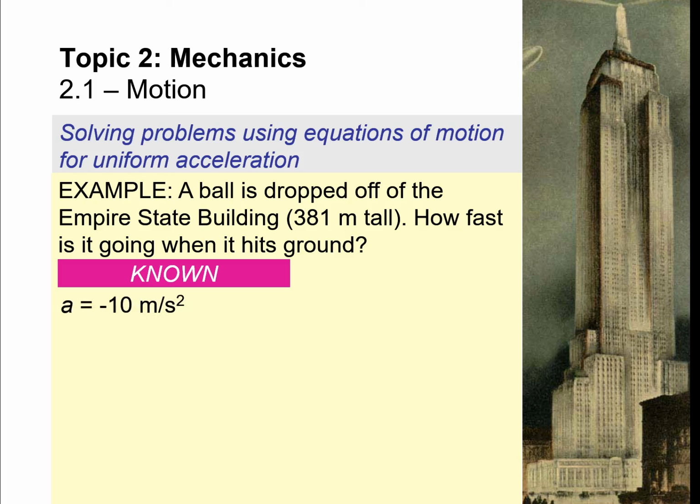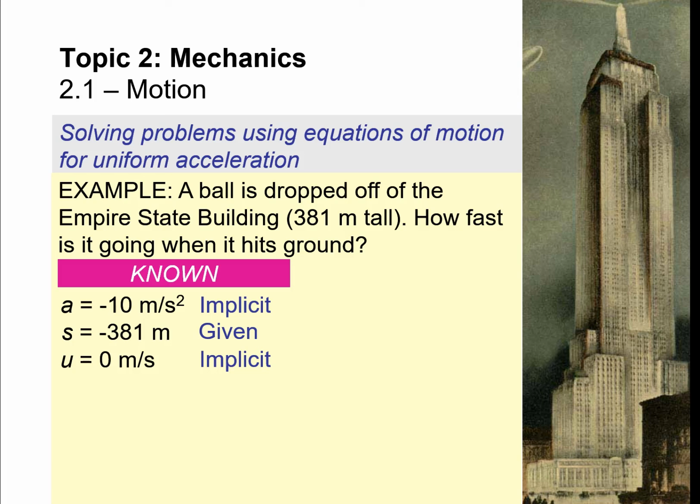What do we know? The acceleration is the acceleration due to gravity, and that's going to be negative 10 meters per second squared. That's implicit, but we can also assume it's almost a given. We know that the displacement is going to be negative 381 meters, the height of the building. And I'm also implying that the initial velocity is 0. If they don't say that I toss the object, then usually that means I've dropped it.